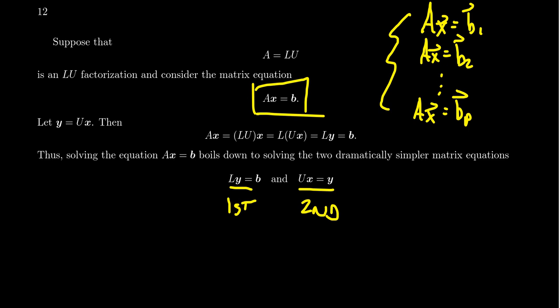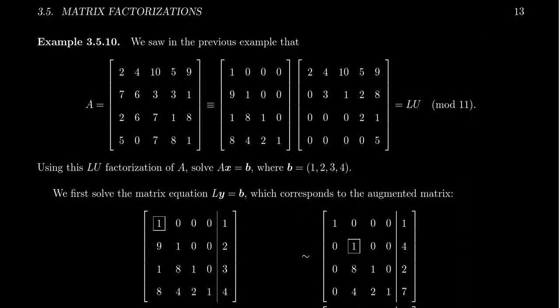Ly = b and Ux = y. The benefit of doing two is that this one right here is in echelon form. This one is lower triangular, which is basically just as good as echelon form. And so we can solve two easy linear systems for the price of solving one harder one, perhaps, if we have this LU factorization. So let's demonstrate this.